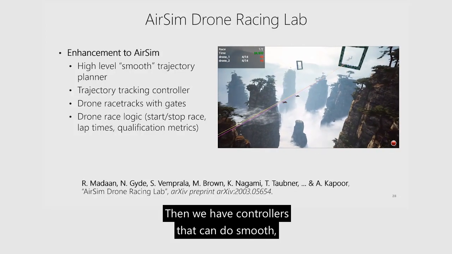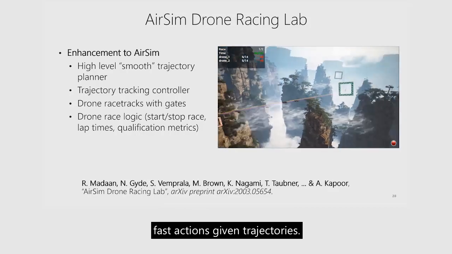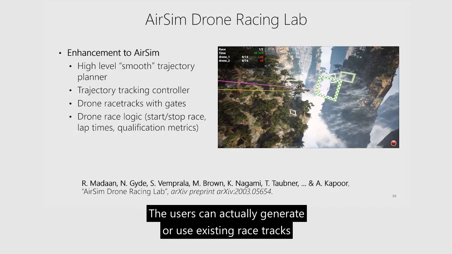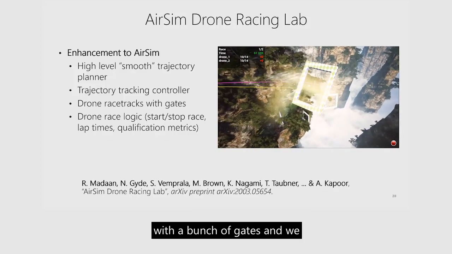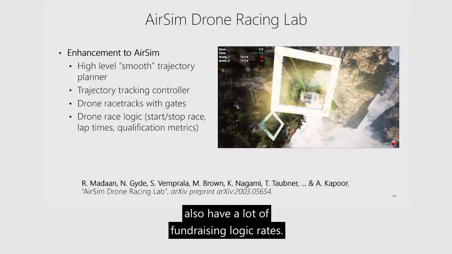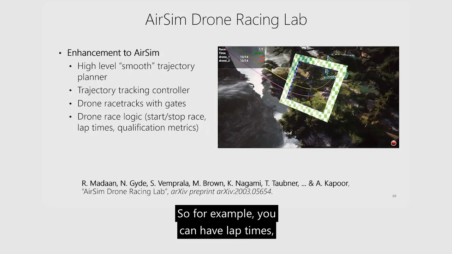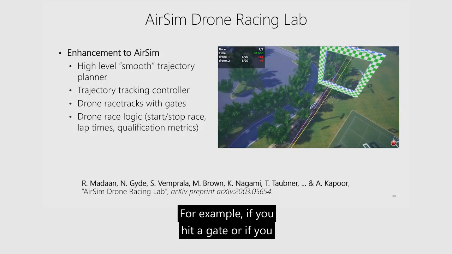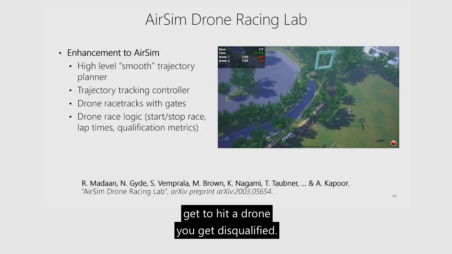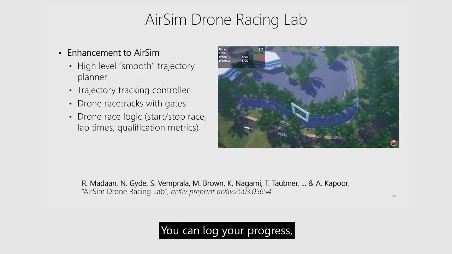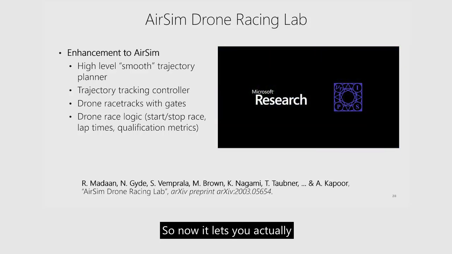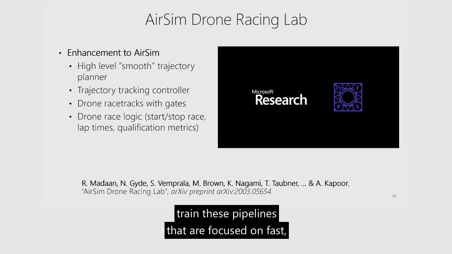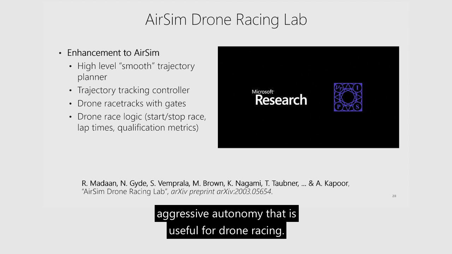And then we have controllers that can do smooth, fast actions given trajectories. The users can actually generate or use existing racetracks with a bunch of gates. And we also have a lot of racing logic, right? So for example, you can have lap times, you can have disqualification metrics. For example, if you hit a gate or if you hit a drone, you get disqualified. You can log your progress, you can record all the states and actions. So now it lets you actually train these pipelines that are focused on fast, aggressive autonomy that is useful for drone racing.